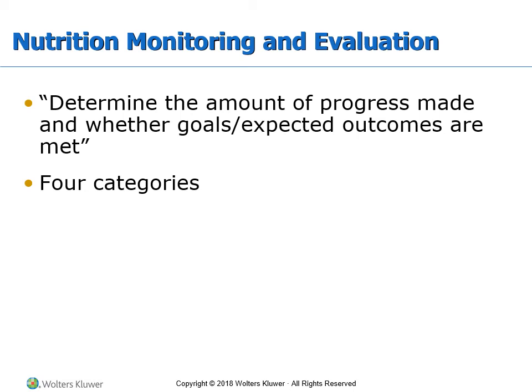And so our four categories are food and nutrition related history, anthropometric measurements, biochemical data, and nutrition focused physical findings. So again, if you wanted them to gain weight, did they? If you wanted them to lose weight, did they? If you want to check on their body fat percentage, did it change? If you want to check on their labs, their lipids, did they improve? So on and so forth.